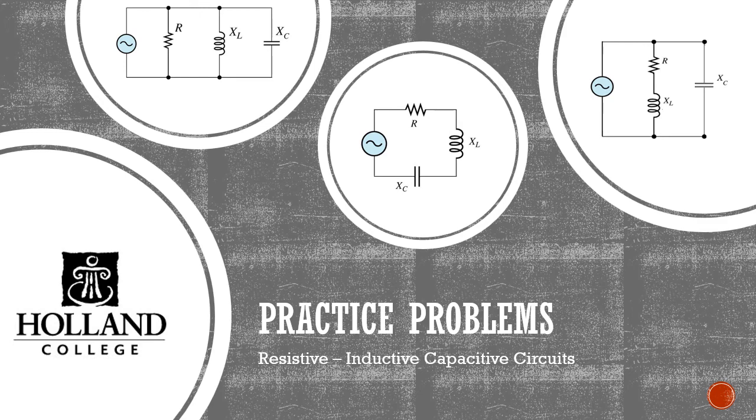Now that we've looked at our series, parallel, and combination circuits, let's do 3 practice problems, one of each. Now, if you recall before we get started, the easiest way to solve a series circuit is to build an impedance triangle. The easiest way to solve a parallel circuit is to build a current triangle. Finally, the easiest way to solve a combination circuit is to build a power triangle.